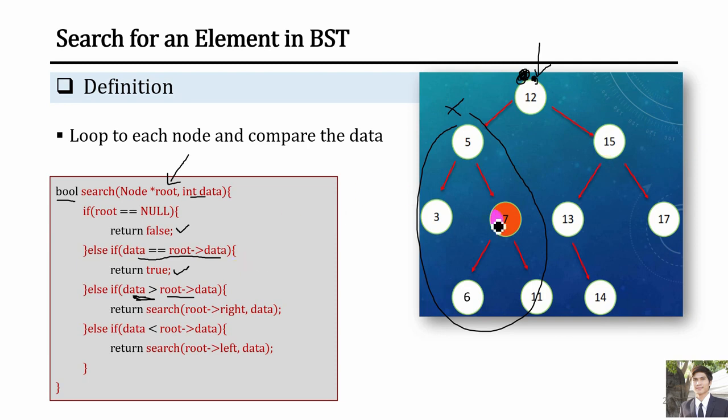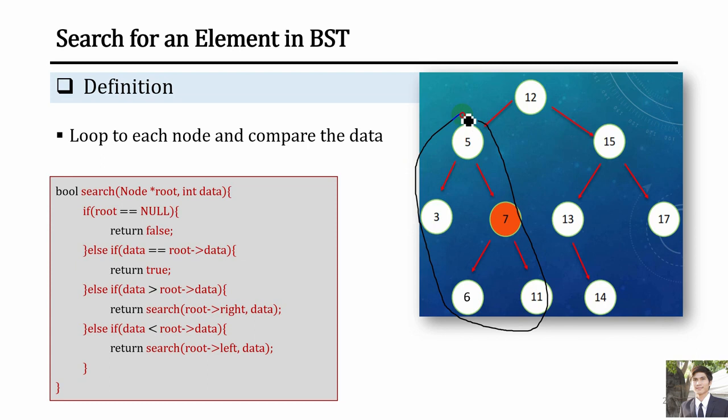But in this case, for example, if we want to search for number 7, now number 7 is less than 12, right? It means that we should go to the left. We start from the root here. 7 is less than 12, so this condition is not true. This one is true, it means that we go to the left. Okay? We recurse to the left.